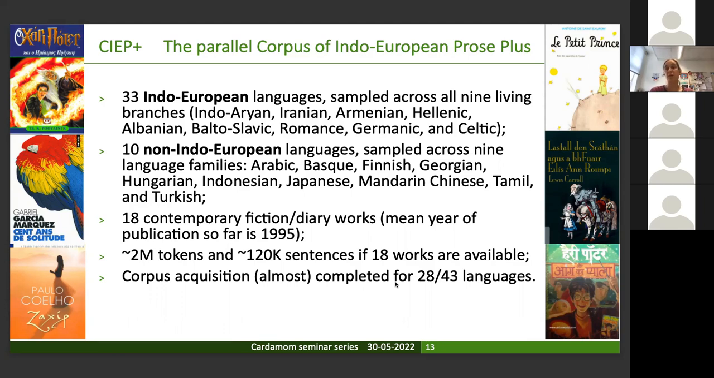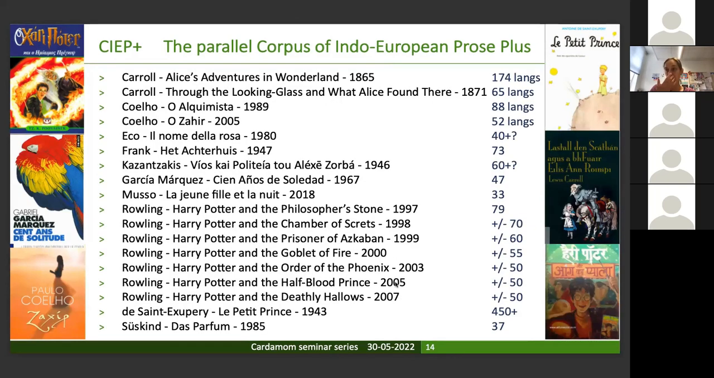The corpus itself consists of 18 highly popular fiction and diary works. If translations of all 18 works are available for a language, that subcorpus contains about 2 million tokens. It's not the biggest corpus ever, but it's also not small, looking at the different subcorpora. We are well on the way with acquiring the material and parsing it. So far we have about two thirds of the material ready with respect to the initial type of annotation and parsing that we want to do. This is our selection of works for CIEP Plus.